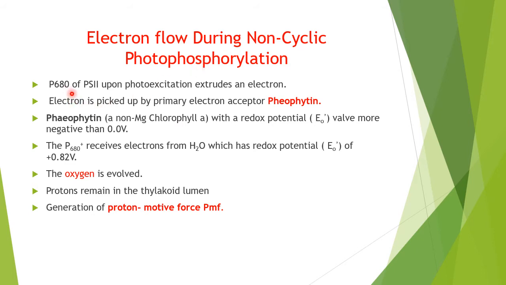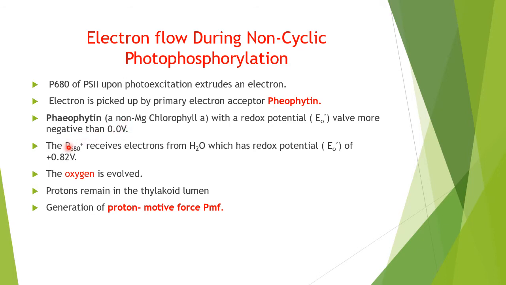First system is pigment system second, or P680. Upon photo excitation, it will extrude its electron. That will be picked up by the primary electron acceptor, as we have seen in the scheme, pheophytin. What is pheophytin? Pheophytin is a non-magnesium chlorophyll A with a redox potential value more negative than 0.0 volts.